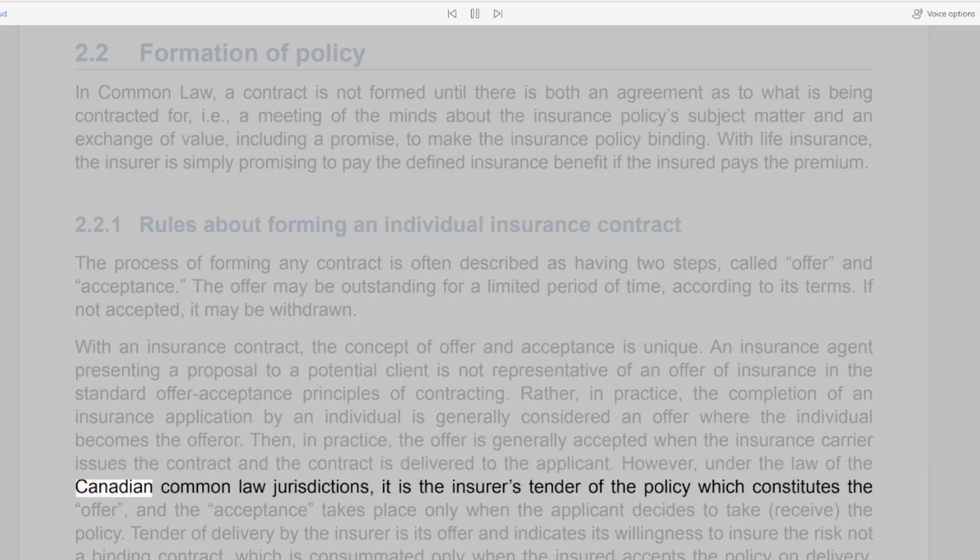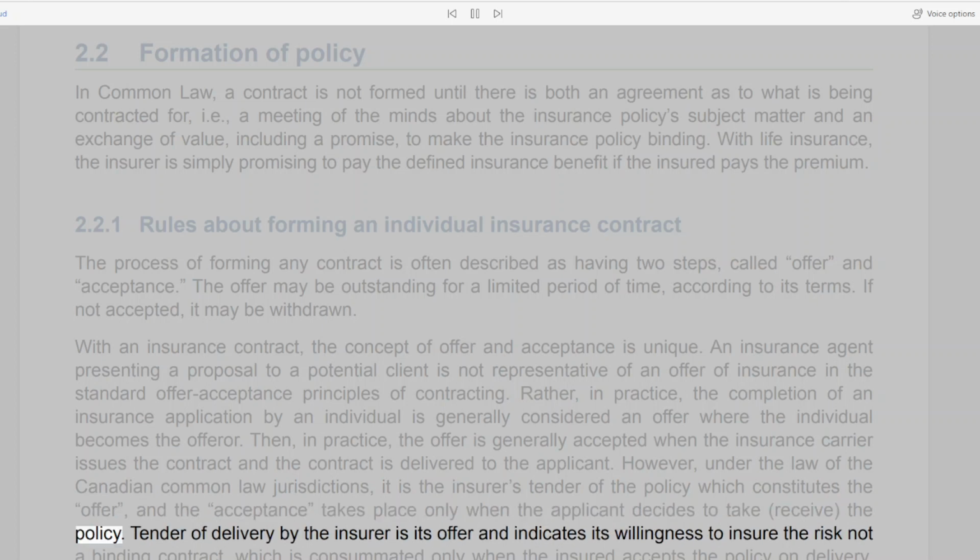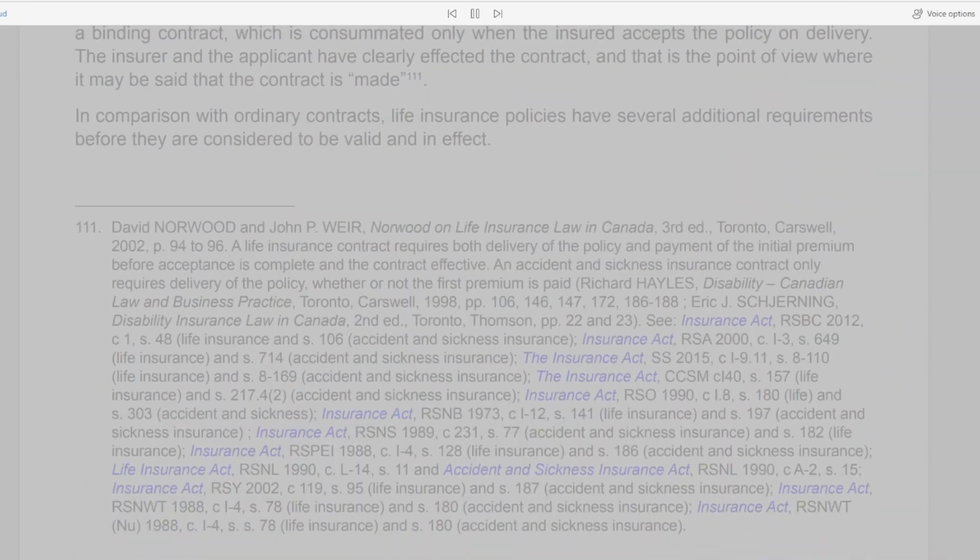However, under the law of the Canadian common law jurisdictions, it is the insurer's tender of the policy which constitutes the offer, and the acceptance takes place only when the applicant decides to receive the policy. Tender of delivery by the insurer is its offer and indicates its willingness to insure the risk, not a binding contract, which is consummated only when the insured accepts the policy on delivery. The insurer and the applicant have clearly effected the contract, and that is the point of view where it may be said that the contract is made.